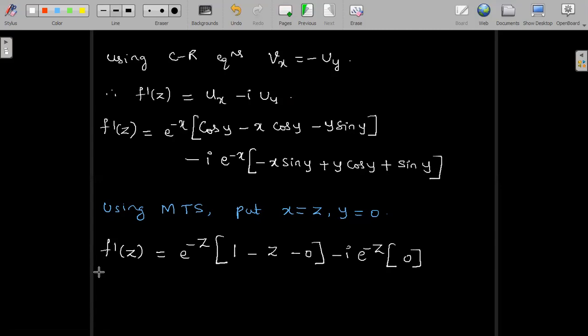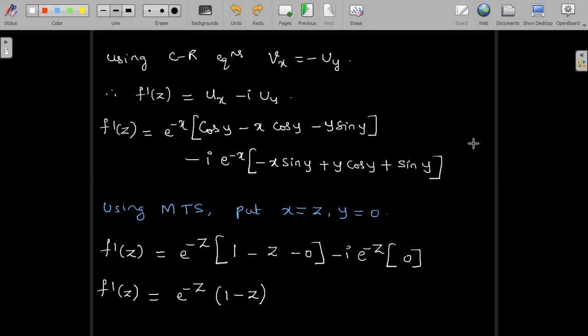We have the expression for f dash of z, which we are obtaining in simple form, which is e power minus z into 1 minus z. If at all we want to consider the product form of it, when we take the product, it is e power minus z into e power minus z. Anyway, since that is not required, I'll just eliminate it. Now, we can keep the answer as e power minus z into 1 minus z itself. This is the expression for f dash of z.